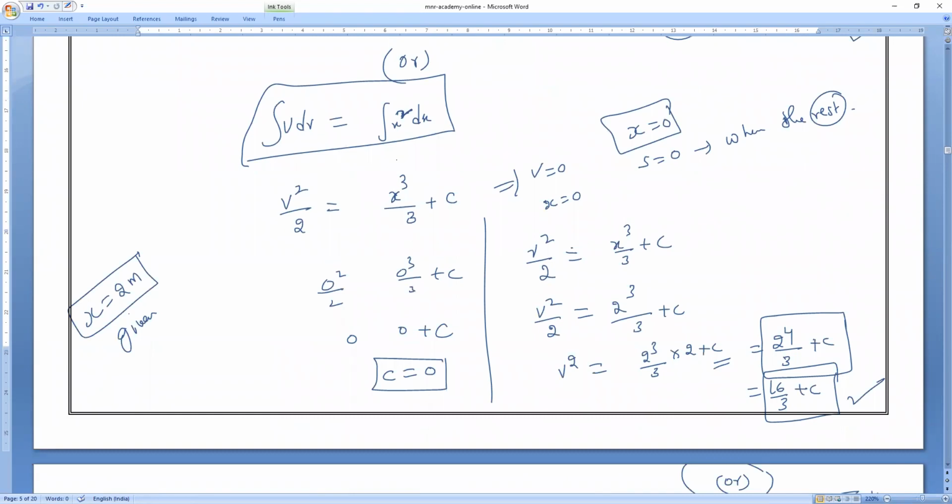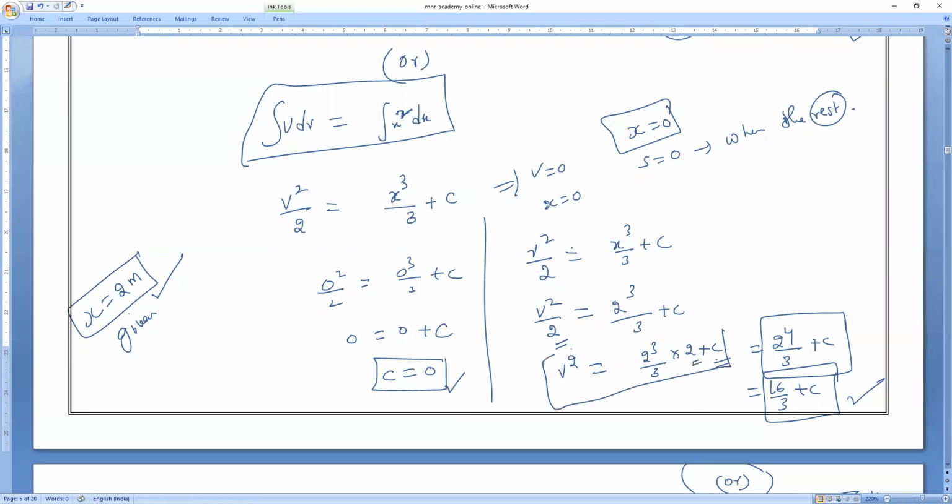Now, or else you can go with the alternative method, that is finding the C. So the C value I can find. So 0 by 2, which is equal to 0 cube divided by 3. That's all. So what will C come? 0. So directly I can find the value. So v square by 2 is equal to x cube by 3 plus C. So v square by 2 is equal to, x value how much, guys? 2. Clear? x value is 2. So 2 cube by 3 plus C. So if you find it, v square equals 2 cube by 3 into, what will happen? This 2 is in division, it will come this side.